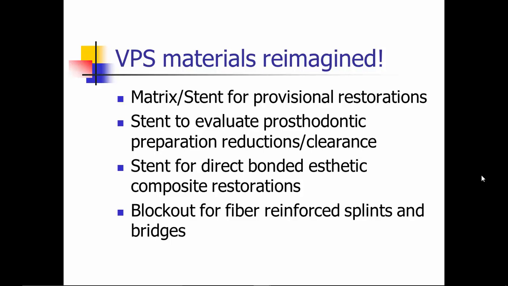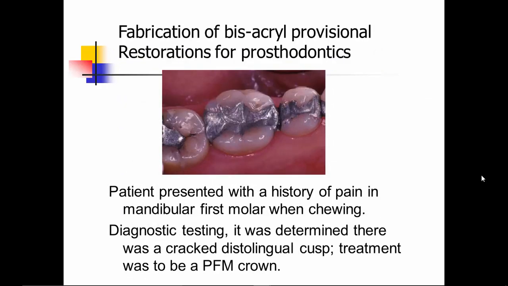Let's look at VPS materials reimagined. We're going to look at them using them as a matrix, a stent for provisional restorations, as a stent to evaluate prosthodontic preparation, reductions, and clearance. We can create stents, a matrix, for placing direct bonded aesthetic composite restorations. And finally, we can use it as a blockout when we're placing fiber reinforced splints and bridges for periodontal splinting, to create 3-unit bridges when we're placing implants, or for replacing missing teeth. So first, let's take a look at fabrication of bisacryl provisional restorations for prosthodontics.